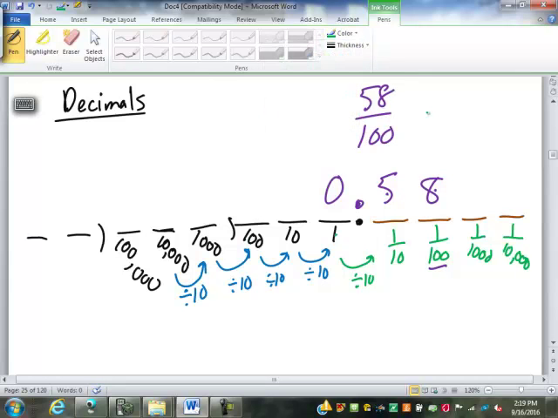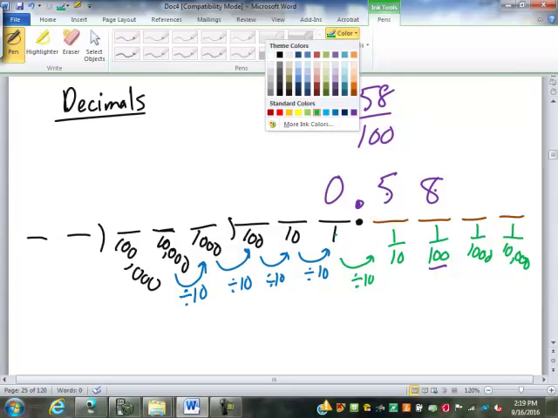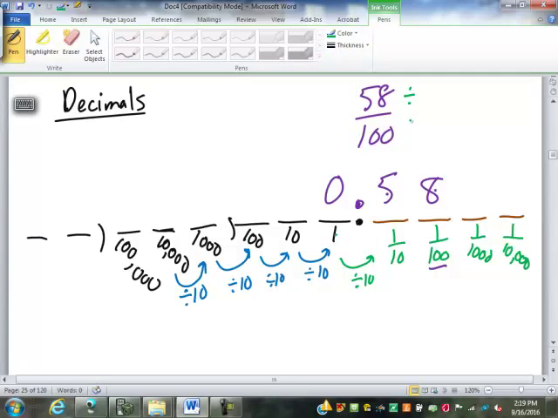Now, if we were going to convert a decimal to a fraction, that is exactly how we would do it. We would just put it over 100. Now, we wouldn't leave it like that. Since both of those can divide by 2, we would divide it by 2 to make it 29/50ths.